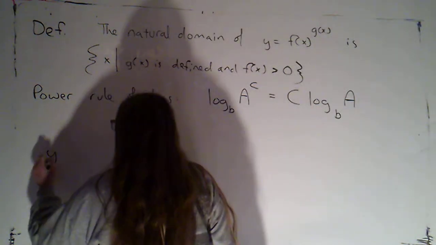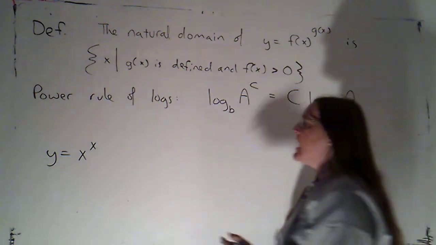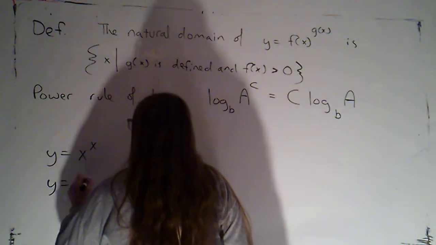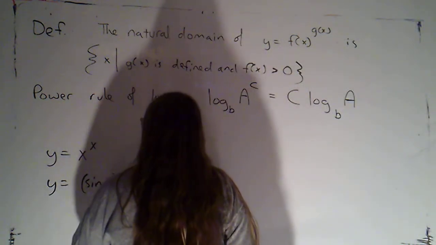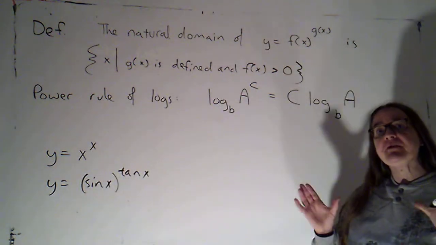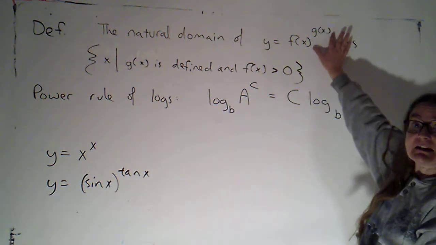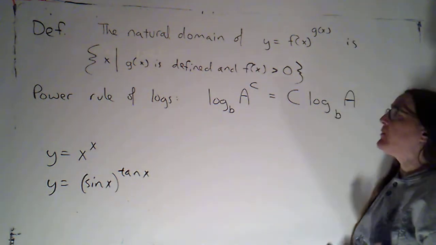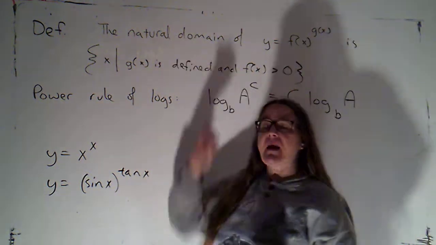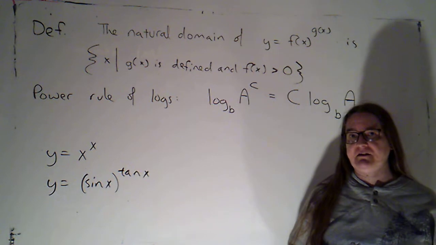The simplest such function would be just y equals x to the x, okay? But I could have something like y equals sine x to the tan x, or something like that. So both the base and the exponent involve the variable x. Generally, when we have a function, the natural domain would be every number for which that function is defined.